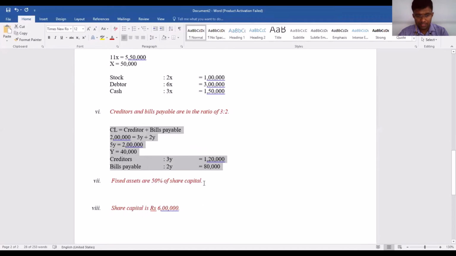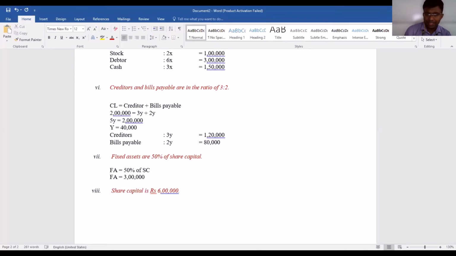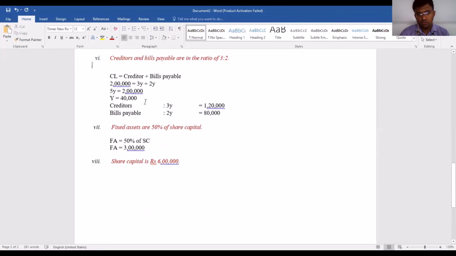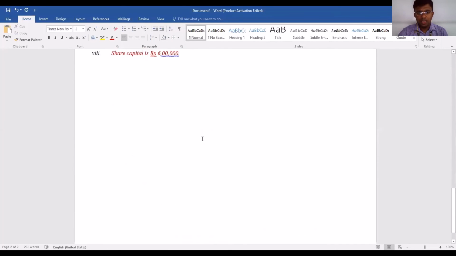So with that, we have got the value of current liability as well. Next piece of information given to us is that fixed assets is equal to 50% of share capital, and we know share capital is 6 lakh, which means fixed assets is equal to 3 lakh. Share capital is a direct piece of information, there is nothing much that we can do with it. So we have processed most of the pieces of information that have been given to us.